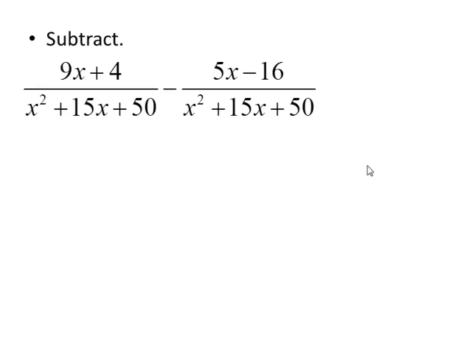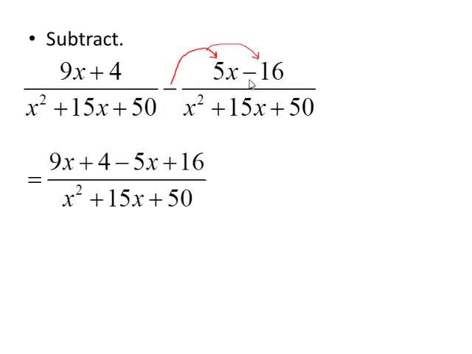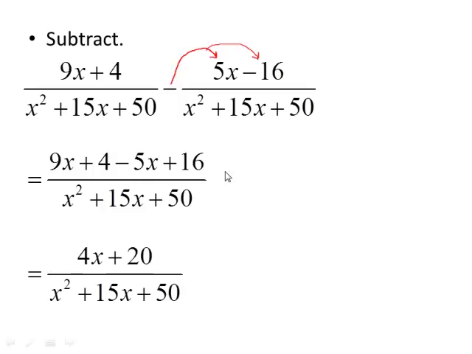Okay, a subtraction problem with the same denominator. The thing we want to be careful with here is that this subtraction sign has to be applied to each term in the numerator. So when we combine the two numerators into a single numerator, we'll have 9x plus 4 minus 5x plus 16. We have two like terms in the numerator. 9x minus 5x is 4x, and 4 plus 16 is 20.